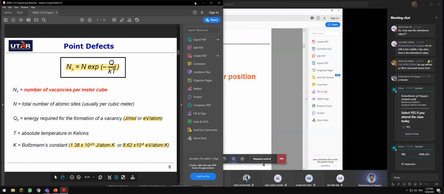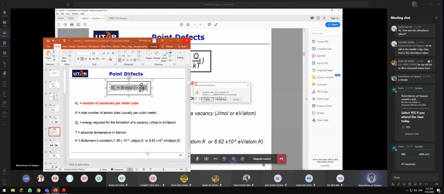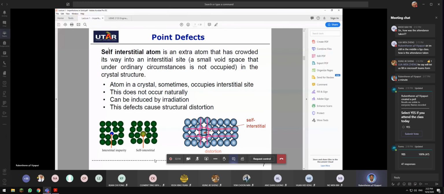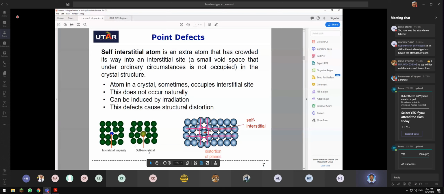All right, now after vacancy you have self-interstitial atoms here. Now for self-interstitial atoms, you have two types, which are interstitial impurity and also self-interstitial. Both are actually the same. One is a smaller size, another one is the same atom.